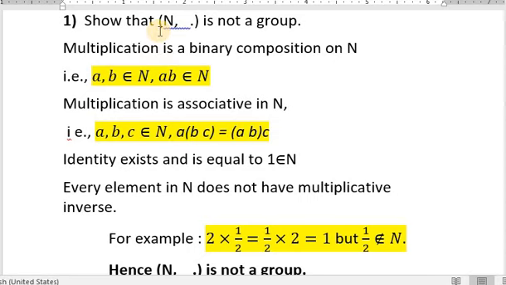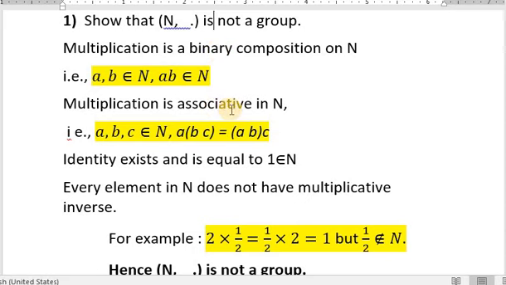So to show that N, dot is not a group, we have to prove one by one all the 4 postulates of the group. Now first postulate: multiplication is a binary composition on N. Yes, the product of 2 natural numbers is again a natural number. So multiplication is a binary operation.